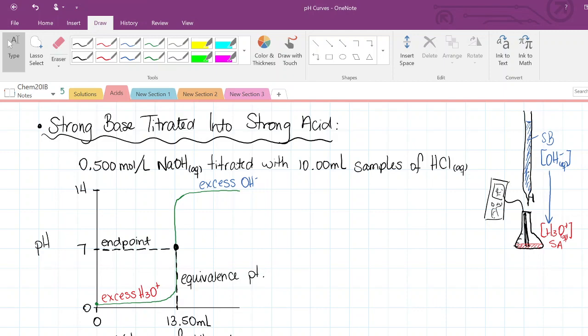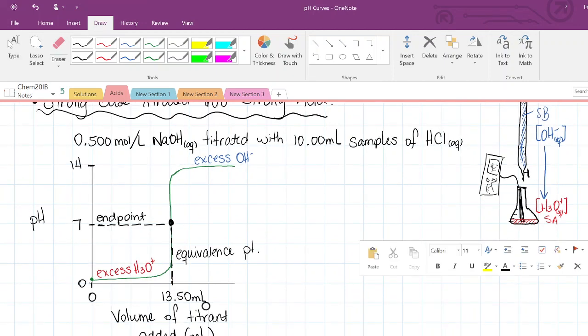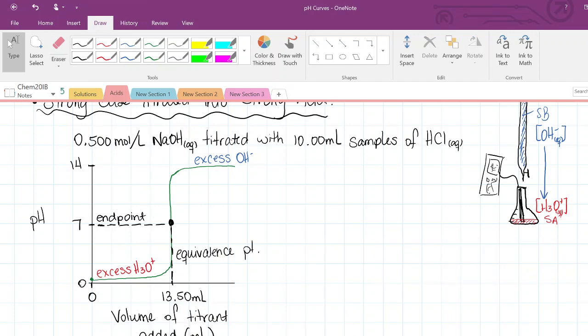Okay. Now, as soon as we start adding little bits of strong base to the sample, again, same idea. We're going to see very little change in our pH because as soon as those drops of hydroxide enter the sample, they're going to neutralize with the hydronium that's in there, but there's going to be plenty of excess hydronium still left in the sample, and so your pH isn't going to change very much.